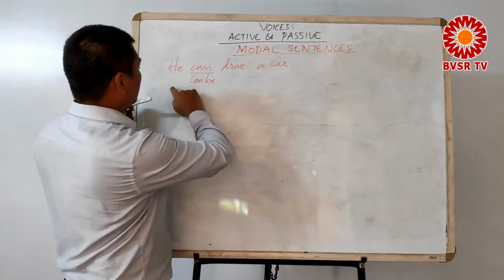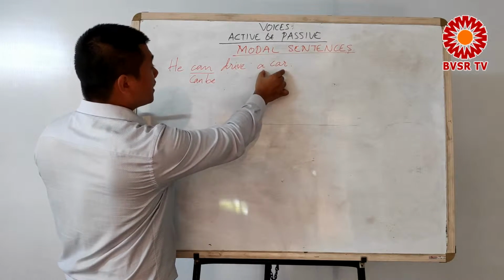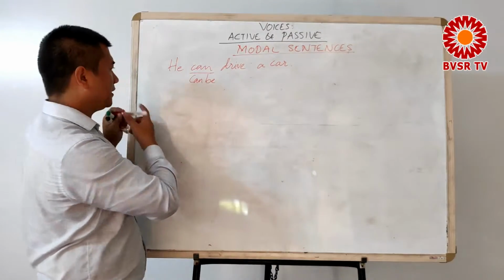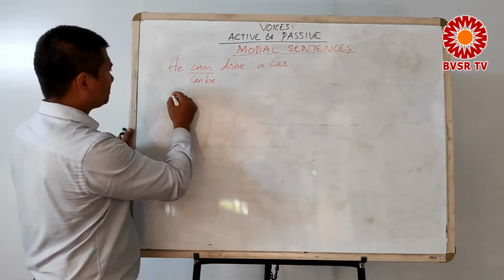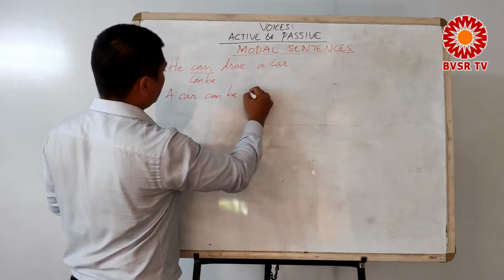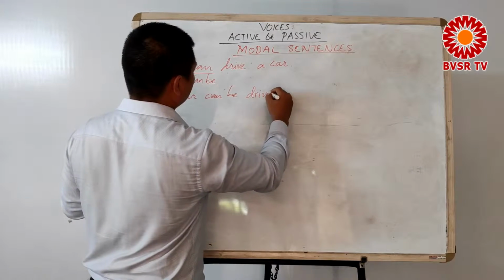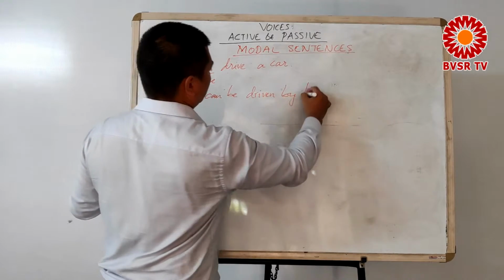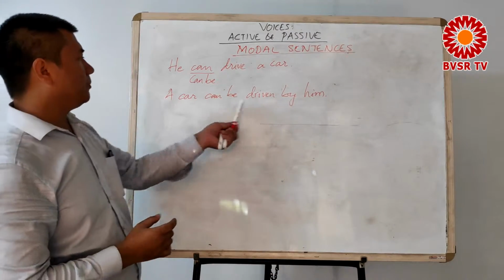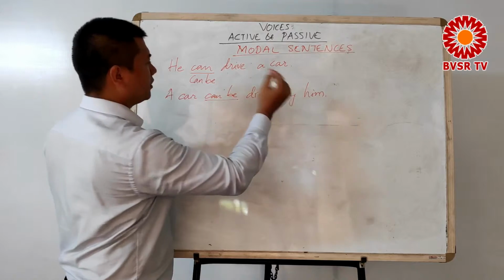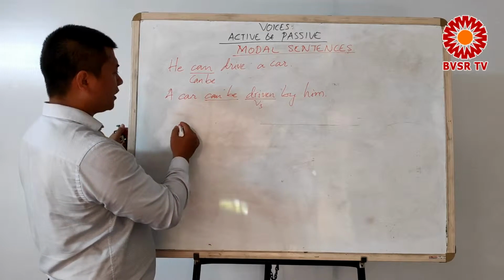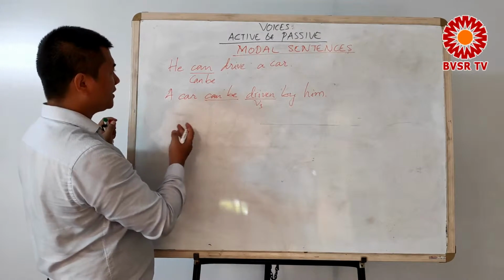Now how to convert? In a passive voice, the object comes in the subject's place, and the subject goes to the object's place. Now he can drive a car. A car can be driven by him. He will convert into him. So a car can be driven by him. So that is how you convert into passive voice of modals.